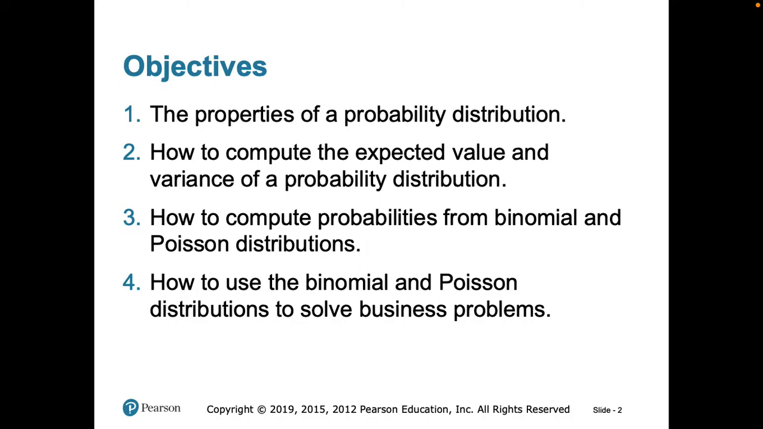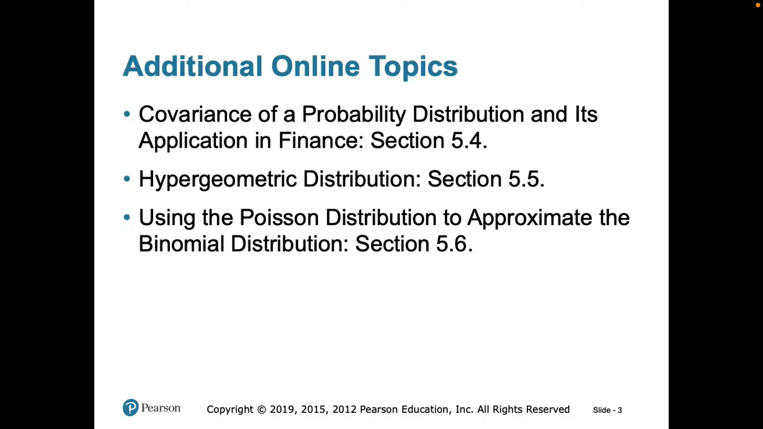Okay, in this chapter, we'll be discussing the properties of a probability distribution. We will be talking about how to compute the expected value and the variance of a probability distribution. We're going to talk about how to compute probabilities from binomial and Poisson distributions. And we're going to finish talking about how to use the binomial and the Poisson distributions to solve business problems. So how will you use that in real life?